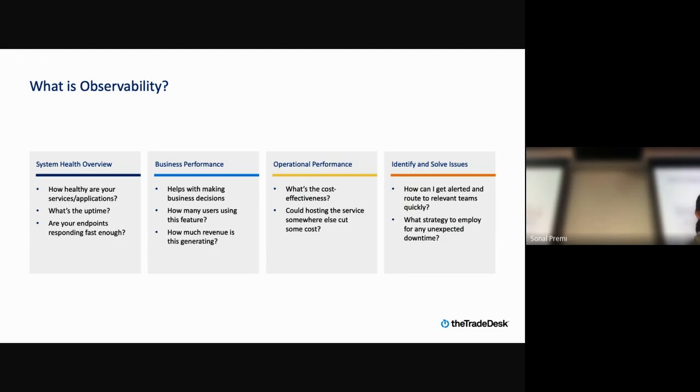So the first one, I will start with the system health overview. It's really important to have a holistic view of your application, your services, like how healthy they are, what's the performance, what's the availability. You need to know it to be able to optimize it and then to make it better.